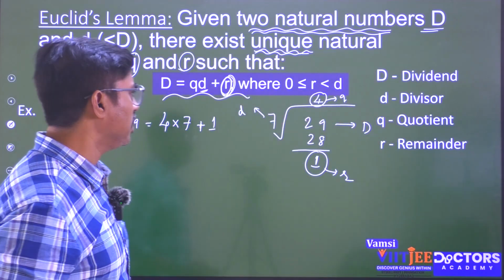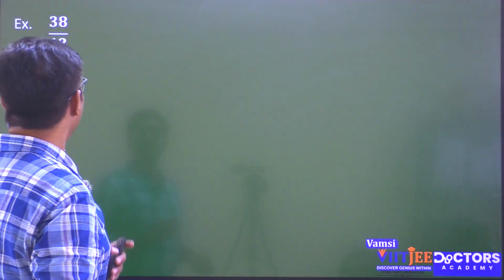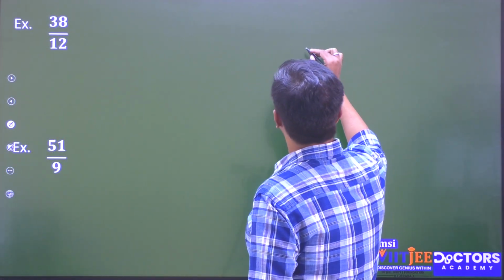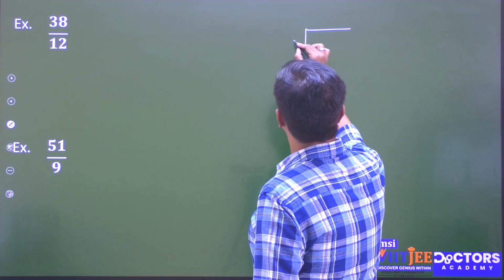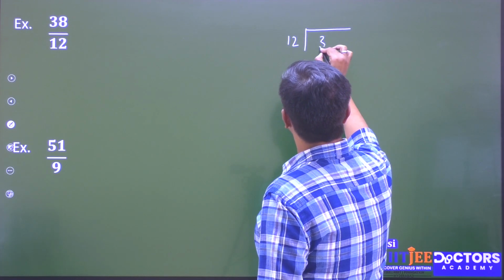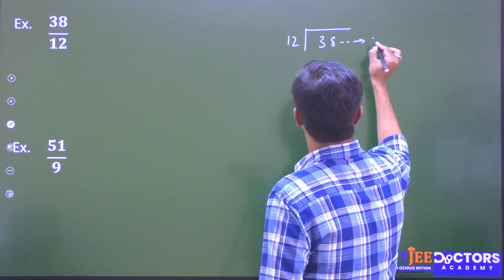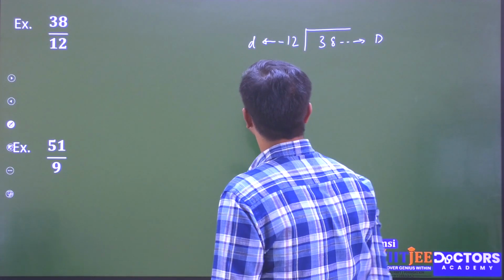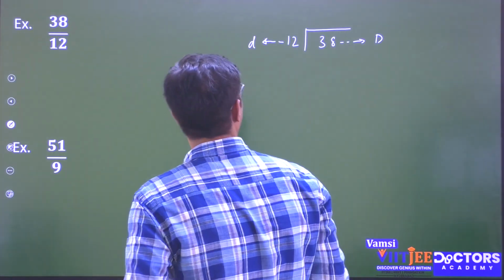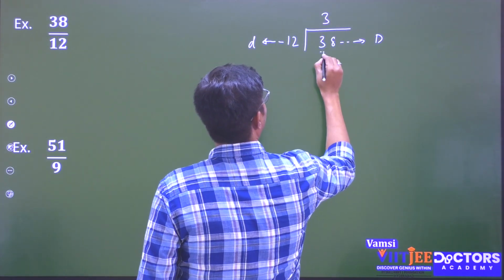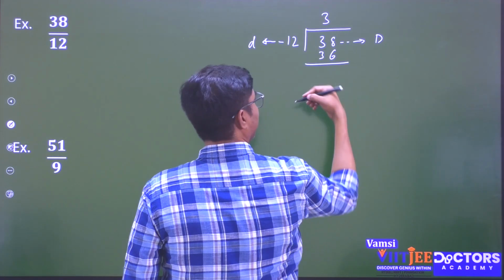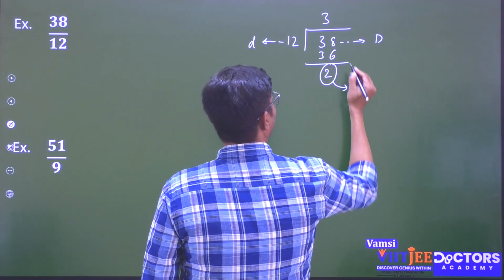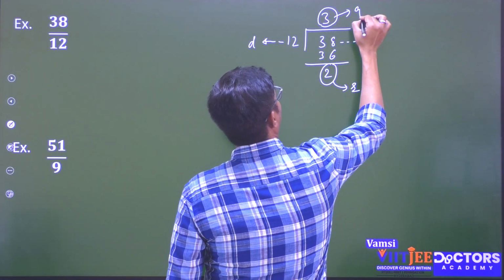So let's take a few more examples to understand this statement a little more. Let's take another example, 38 by 12. First let us calculate the value. 12 you take here and 38 is here. 38 is called the dividend, capital D, and this 12 is called the divisor, small d. You run the table: 12 threes are 36. When you take the difference, you get 2. This is the remainder, which is smaller. And this 3 that you get is called the quotient.